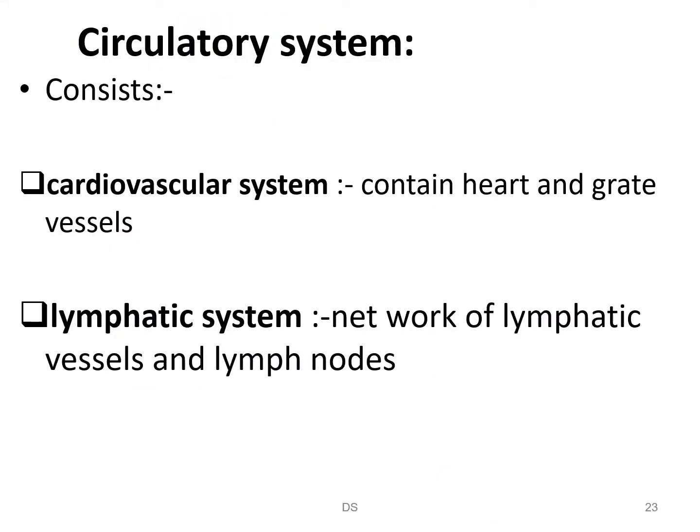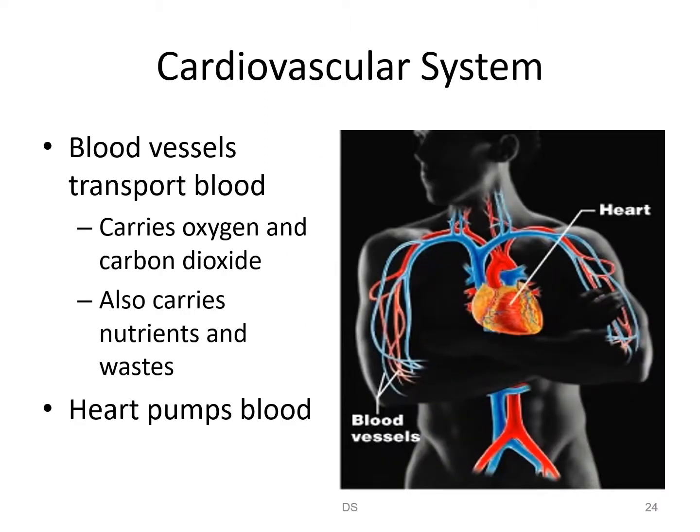The circulatory system consists of the heart, which has four chambers, and the vessels, and the lymphatic system. The cardiovascular system: the heart and the vessels. The heart pumps blood. The vessels' function is to transport oxygen and carbon dioxide, and also important nutrients and wastes.